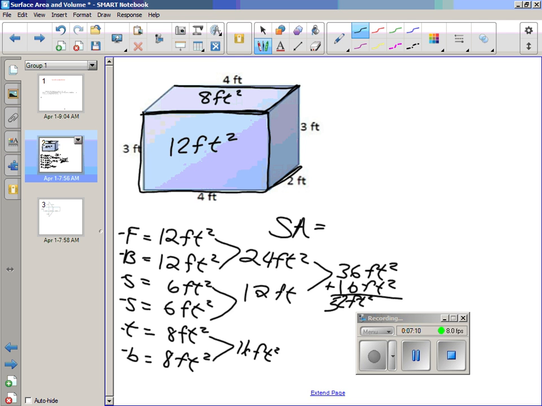Okay? I showed you earlier how to make the net, and if you need to go back and look, go back to that web page, because I think it does a good job of breaking down those shapes to show you what those actual nets will look like.